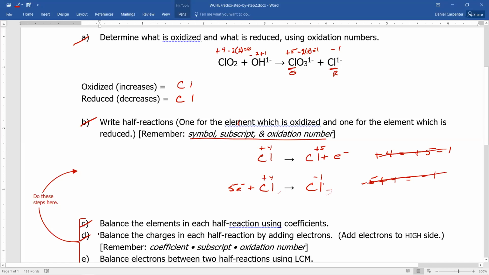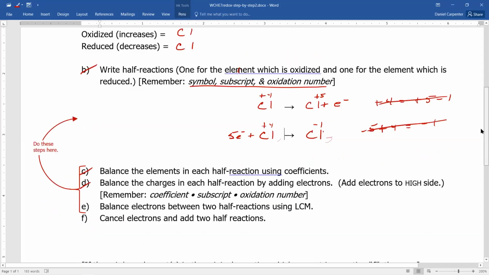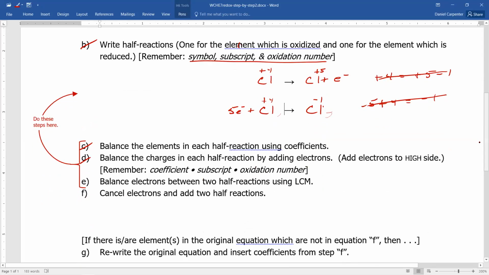All right, if you have any questions, raise your hand and ask. I'll give you a minute to balance the electrons and see if you can get that right.